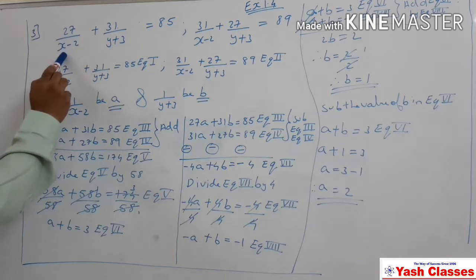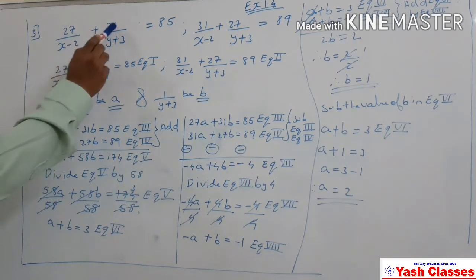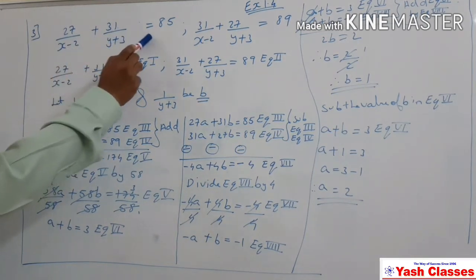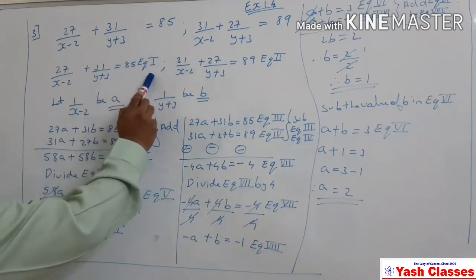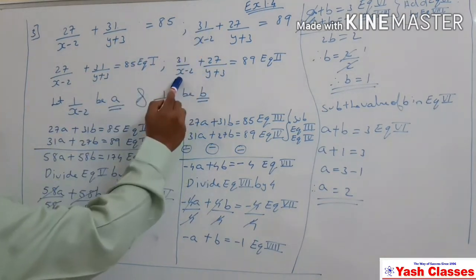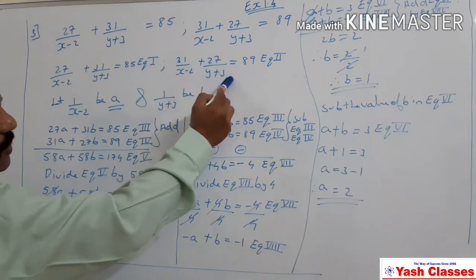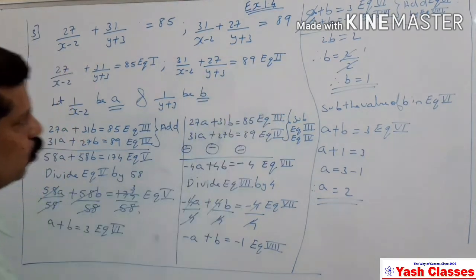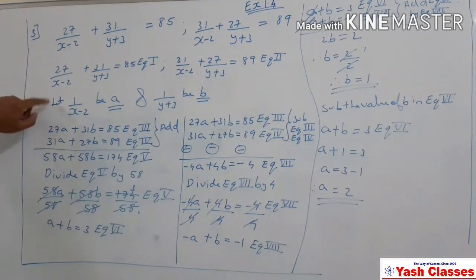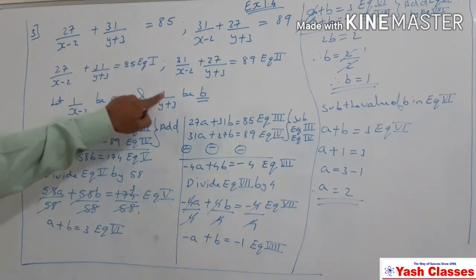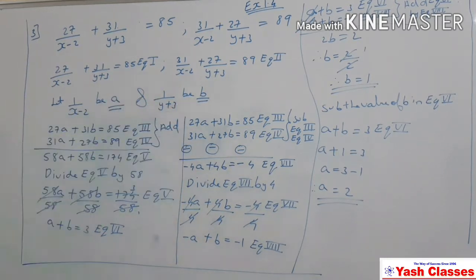27 upon x minus 2 plus 31 upon y plus 3 is equal to 85. This is equation number 1. 31 upon x minus 2 plus 27 upon y plus 3 is equal to 89. Equation number 2. Here let 1 upon x minus 2 be A and 1 upon y plus 3 be B.